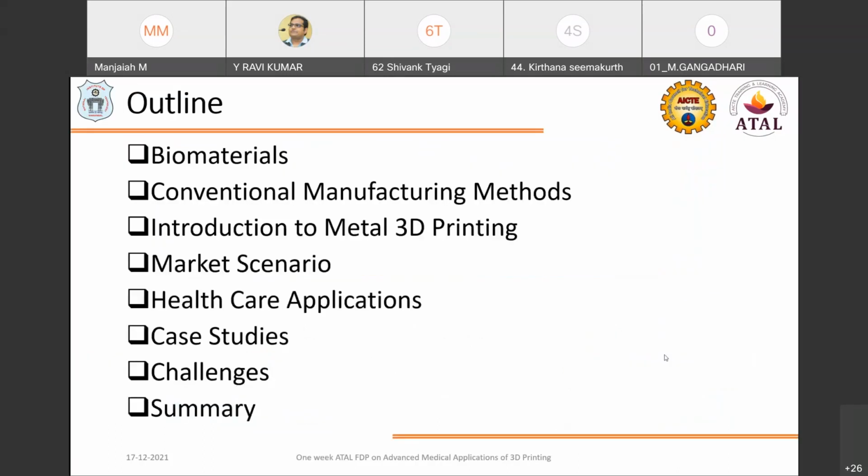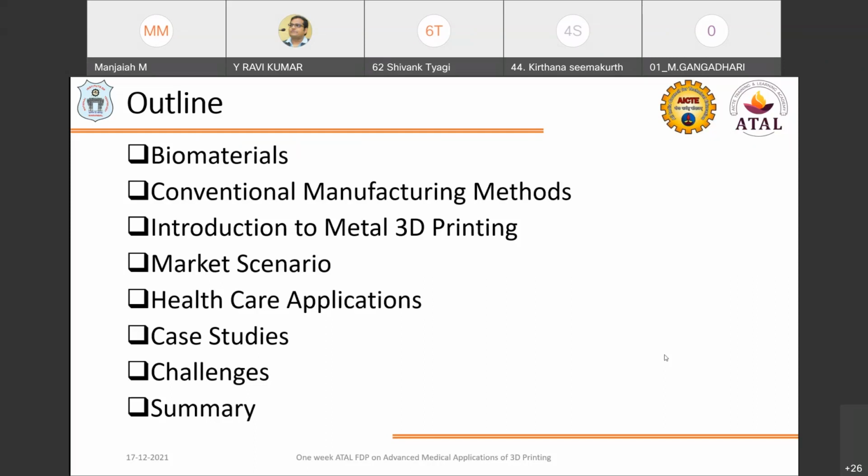Coming to my talk, I am going to discuss these aspects. What are biomaterials? And how we can manufacture biomedical application parts with conventional manufacturing methods. Then I will give a brief overview of metal 3D printing, because in our earlier first sessions on the preliminaries of 3D printing and design activity, we discussed all the aspects of metal 3D printing and how it can be used for aerospace, medical and other applications. And also I am going to give the market scenario of these medical implants from 2060 to 2028, what the expected market size is in USD millions, with respect to all the 3D printing processes.